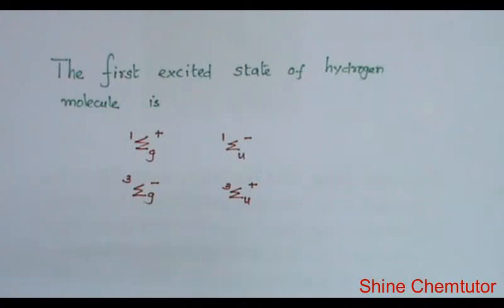This problem is based on molecular term symbol. The question is, the first excited state of hydrogen molecule is, they are given 4 term symbols. Which one is correct?